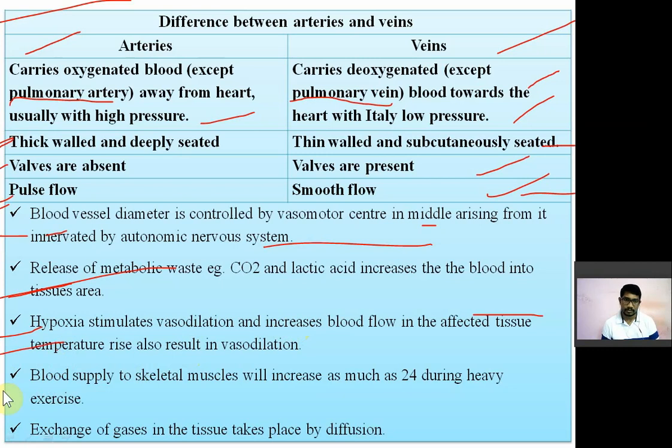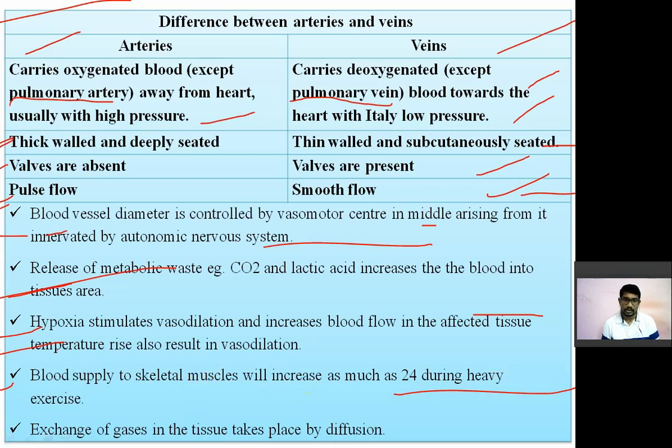Remember this. Now blood supply to a skeletal muscle will increase around 20 times more during heavy exercise. जब आप रेस्ट में हो, अगर आप कुछ काम नहीं कर रहे हो, तो स्केलेटल मसल को ब्लड सप्लाई कम होता है. ड्यूरिंग एक्सरसाइज तो स्केलेटल मसल का ब्लड सप्लाई बढ़ जाता है 24 times. So blood supply to skeletal muscle will increase as much as 24 times during heavy exercise.